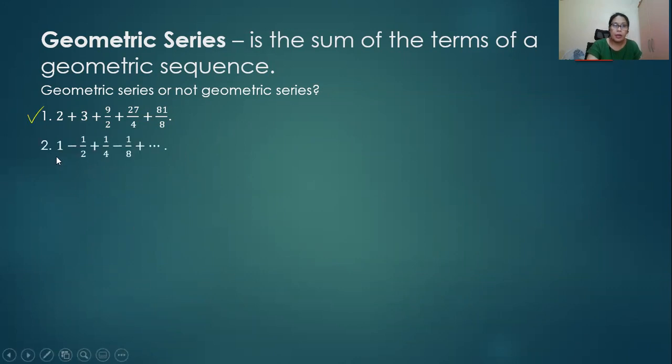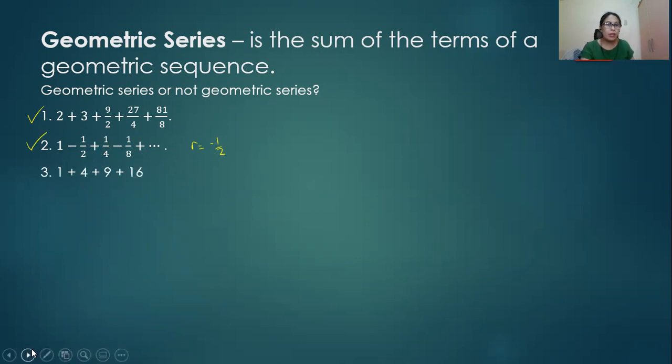For this, we have 1 minus 1/2. So this means 1 plus negative 1/2, and then plus 1/4, and then minus 1/8. So is this a geometric series? We have to check if this belongs to a geometric sequence. Now, if we consider r equals negative 1/2, and we multiply 1 by negative 1/2, we got negative 1/2. Negative 1/2 times negative 1/2, we got 1/4. 1/4 times negative 1/2, we got negative 1 over 8. So this is considered as a geometric series.